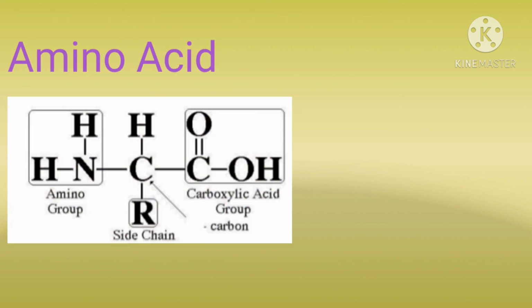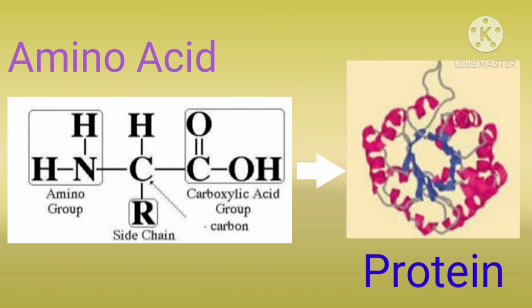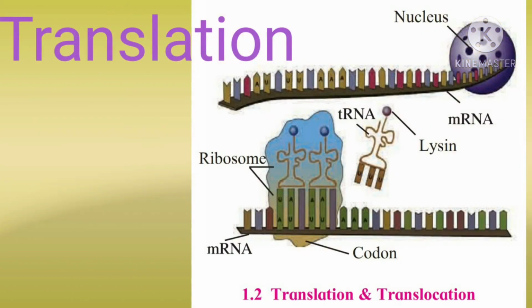An amino acid consists of an amino group and a carboxylic group. They join together to form a long polypeptide chain when they are bonded with peptide bonds. These polypeptide chains get converted into proteins. The process of translation begins when the mRNA comes out of the nucleus into the cytoplasm. The protein factories called the ribosomes, made up of rRNA, comes and binds with the mRNA.